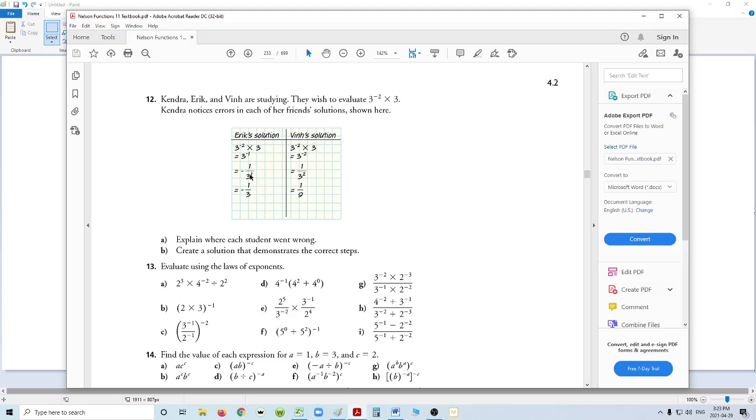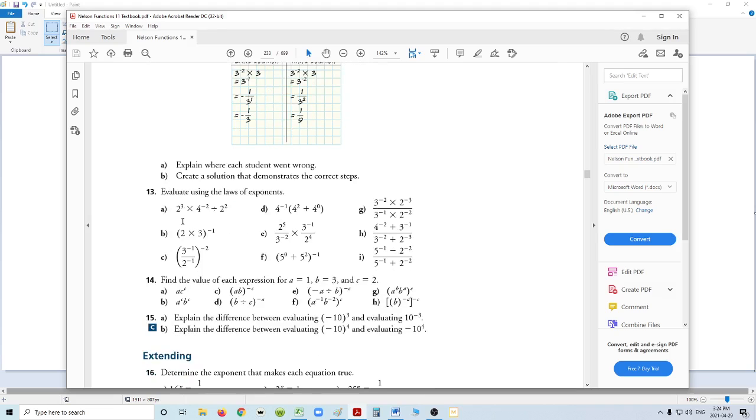Okay, so the error here is that minus came out of nowhere. There shouldn't be a minus there. It just becomes 1 over 3 to the 1, so there's no minus. And the error here is he didn't subtract his exponents properly. It is indeed 3 to the minus 1, and therefore the rest of his solution's incorrect.